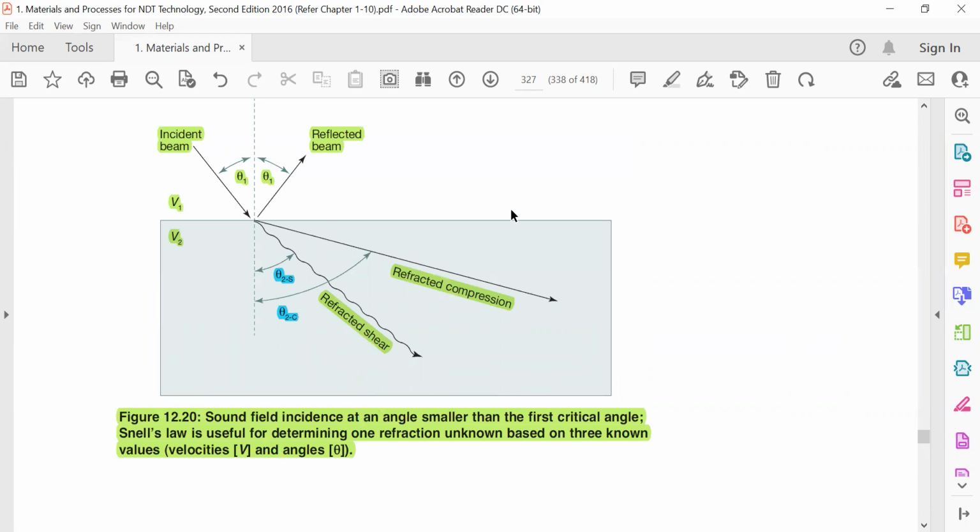So when the refracted compression wave goes just outside, that is the first critical angle. When the refracted shear wave goes outside, that is the second critical angle.